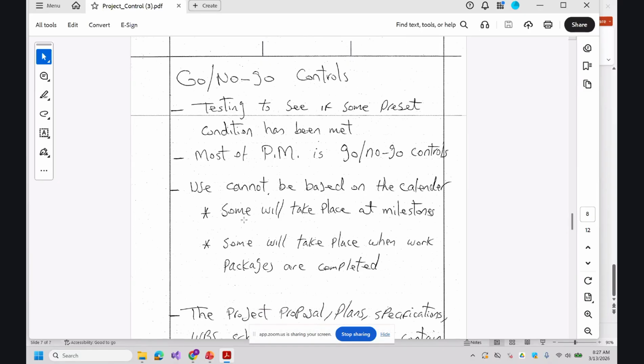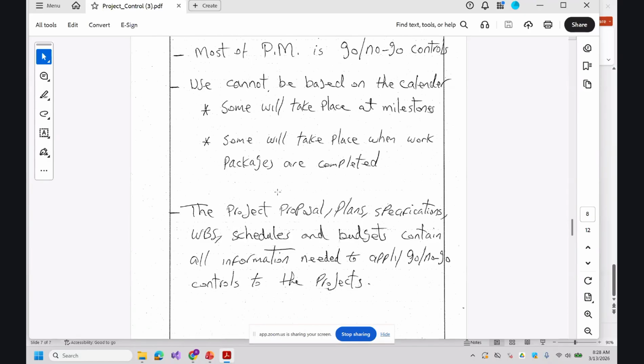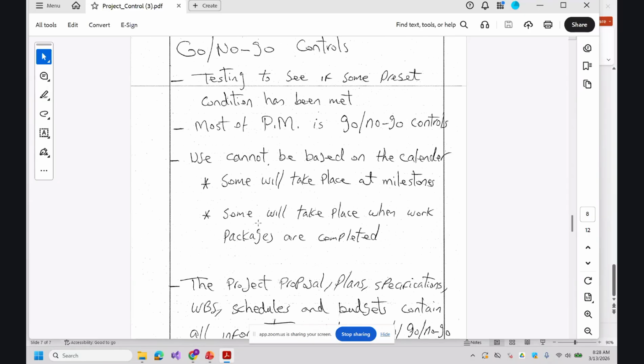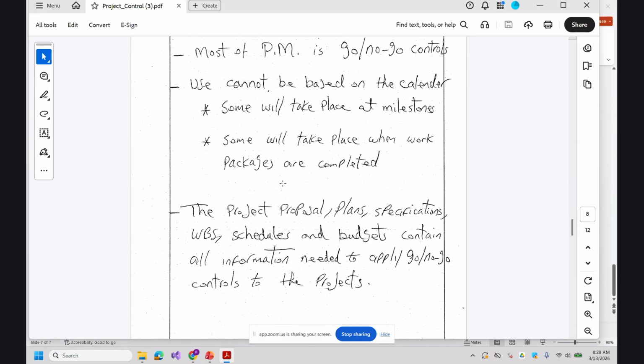So usually you do them at some milestone, and some will take place when work packages are completed. These are examples of when you can do this go, no go control. The project proposals, plans, specifications, WBS, schedules, and budget contain all the information needed to apply go, no go control. So you have all these resources that you can use to manage and control your project. Probably this is what you're going to do in your project, go, no go control.